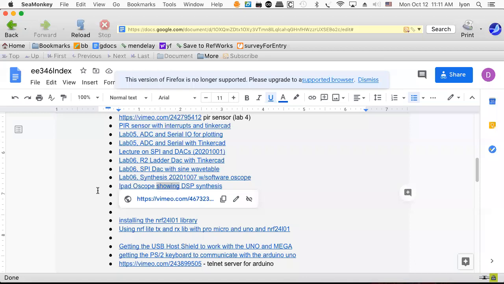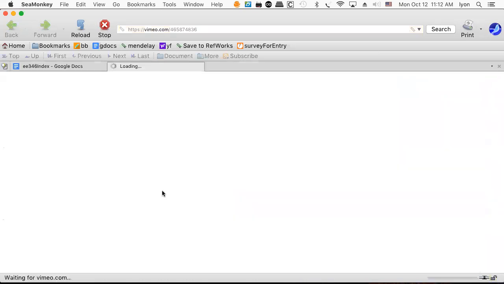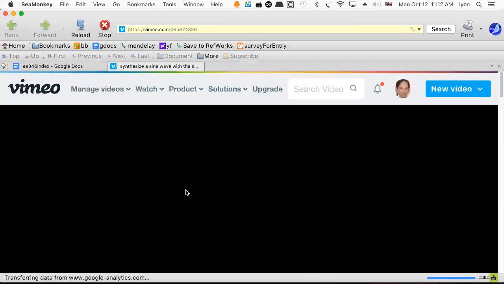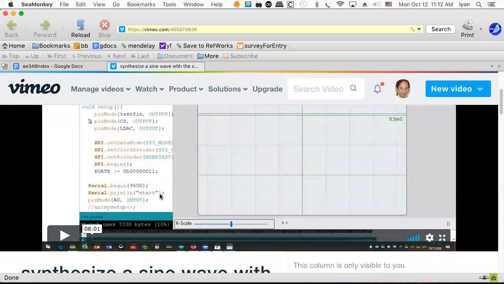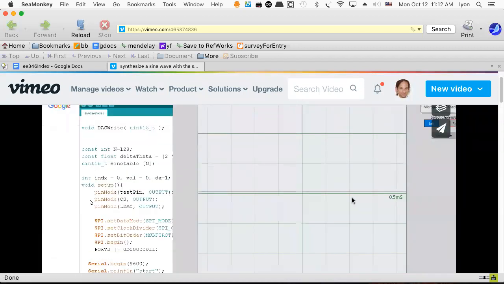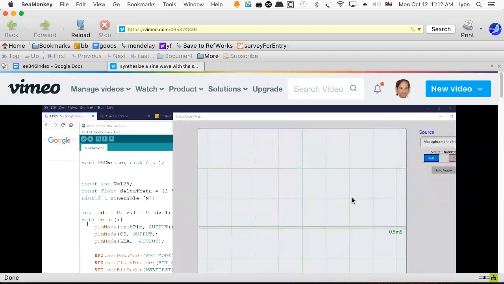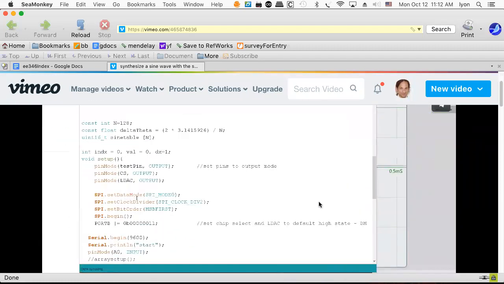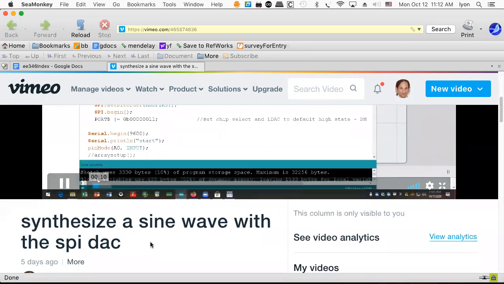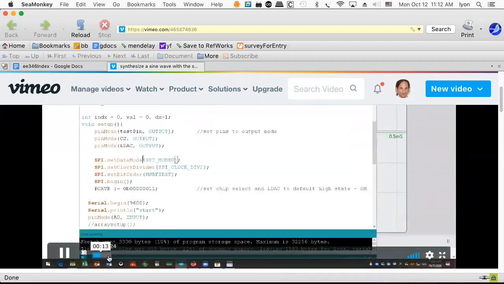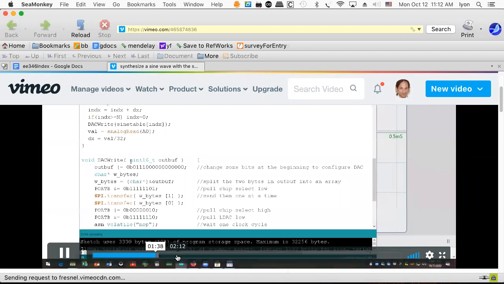I was thinking about different ways to do this with software oscilloscopes. And I think we had an issue like that with the software oscilloscope here on lab six. Let's take a look. So this was coming in on the Windows computer. Let's see if we can get this to speed up a little bit. You could probably do it in the settings of this video.